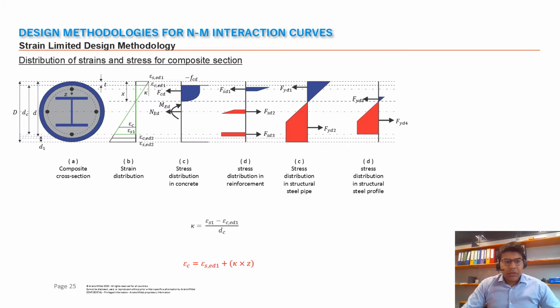You're looking at the strains and stresses on a composite section. This starts with the distribution of the strains and calculating the curvature. This can be calculated using a simple formulation based on the strains in steel and in concrete and the distance between them. And based on this, we can calculate the stresses in concrete and stresses in reinforcement and steel tube and the steel profile.